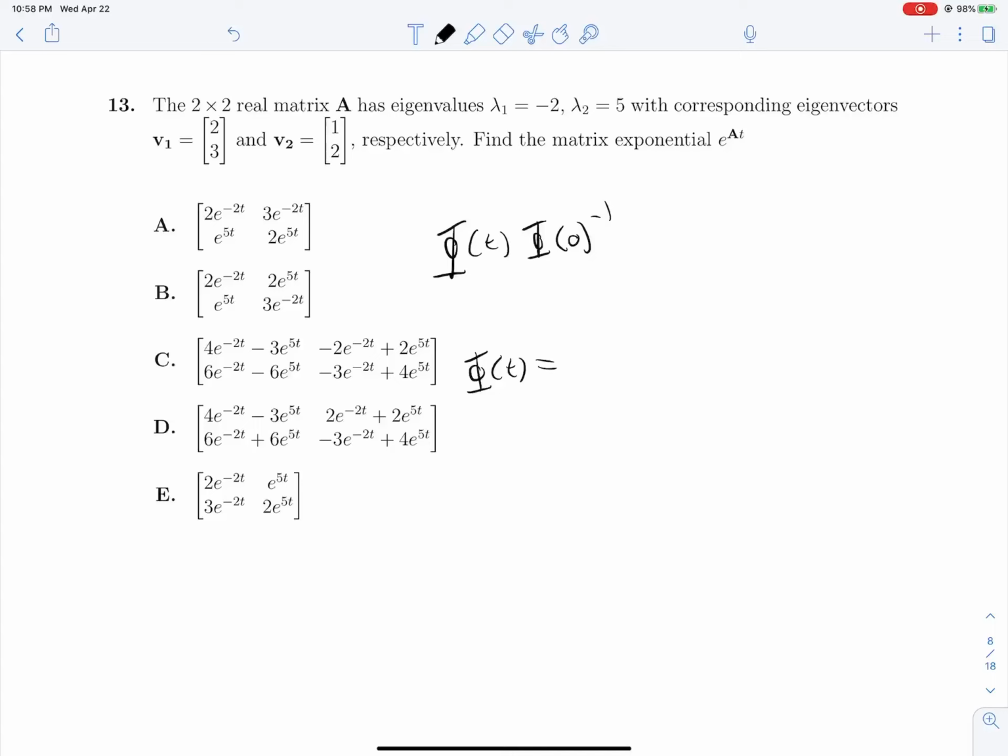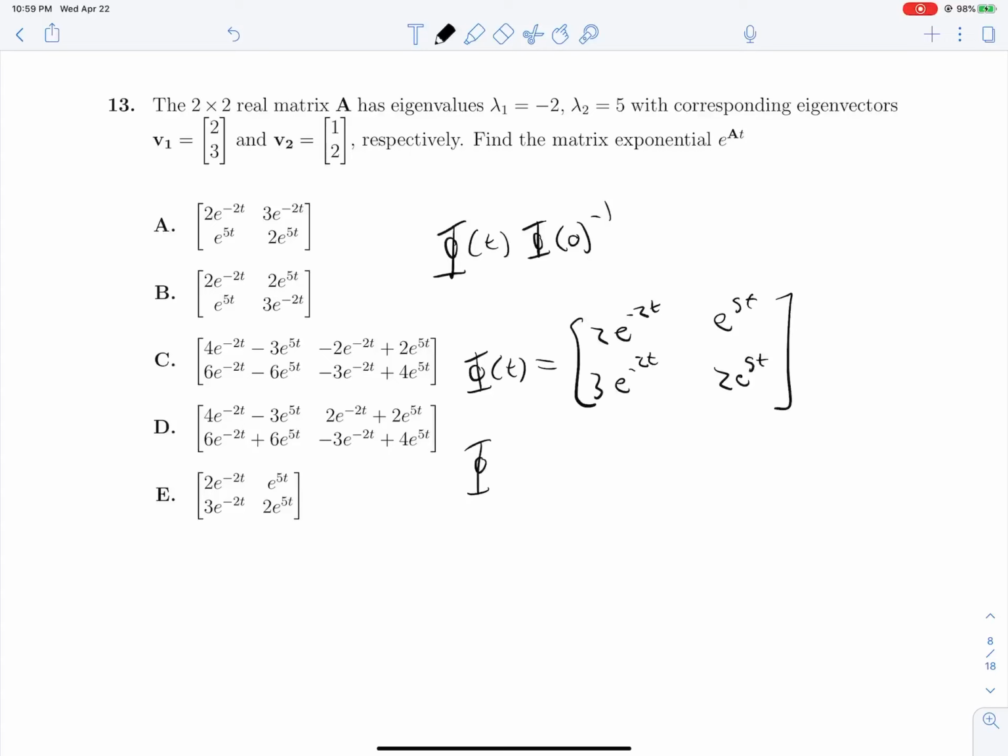That's going to be composed of e to the lambda 1 t times v1 as one column. So we get 2, 3, but both of those will have e to the negative 2t on them. And then for lambda 2, we will get 1 e to the 5t and 2 e to the 5t, like that.